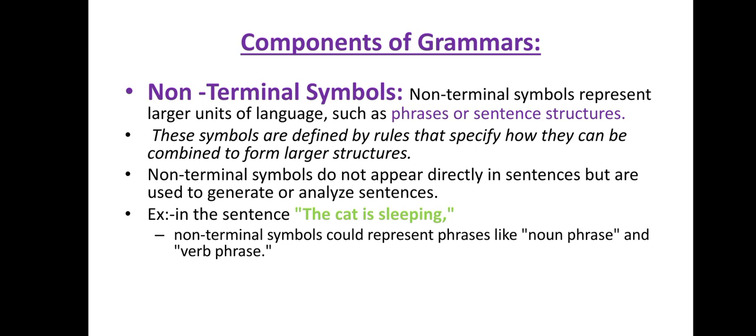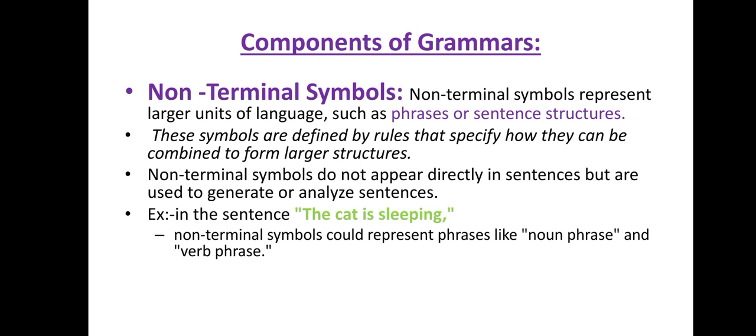A phrase means a combination of words. If you follow a particular order and put them in a meaningful form, a short meaningful form is generated, which is nothing but a phrase. Putting them together in a larger form gives the sentence structure. These symbols are defined by rules that specify how they can be combined to form larger structures. For example, a noun phrase is a combination of a determiner and a noun. This combination goes for a phrase, and these phrases combine together to form a sentence.